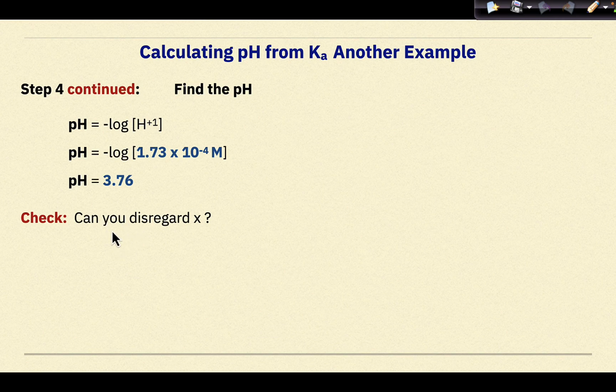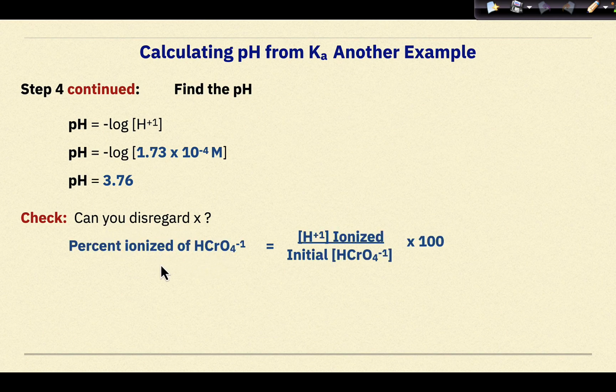So our next question is, can you disregard the x? So we'll use the formula: percent ionized of hydrogen chromate ion is equal to the concentration of hydrogen that was ionized divided by our initial concentration of our weak acid, times 100. We'll then plug in our values. So our concentration of hydrogen that was ionized was 1.73 times 10 to the negative 4 molar, divided by our initial concentration of the acid, which is 0.100 molar, times 100. And we find that our percent ionized is 0.173%, which means that we can absolutely disregard the x value.